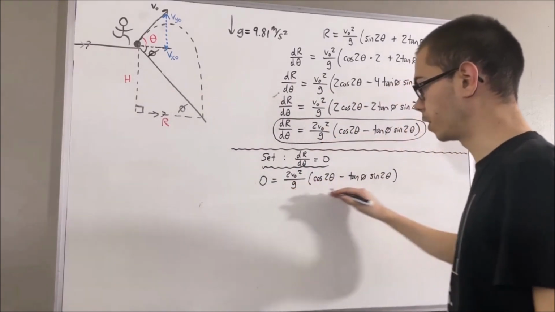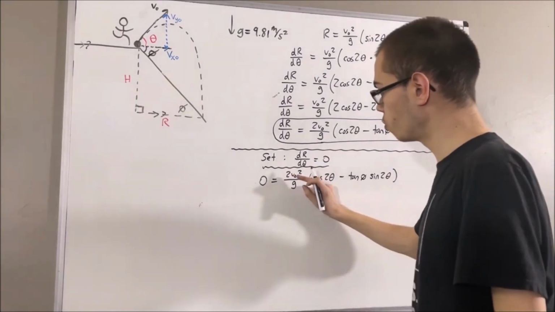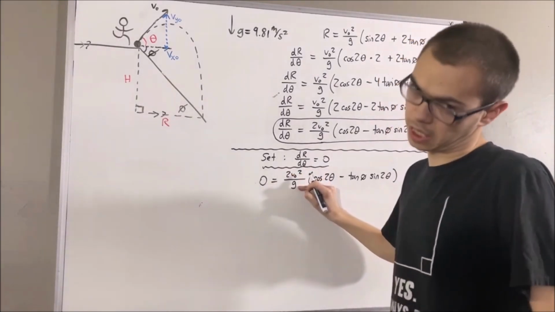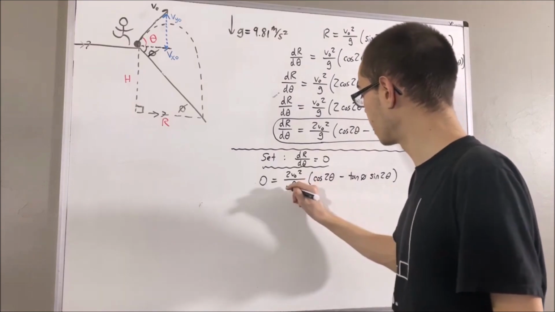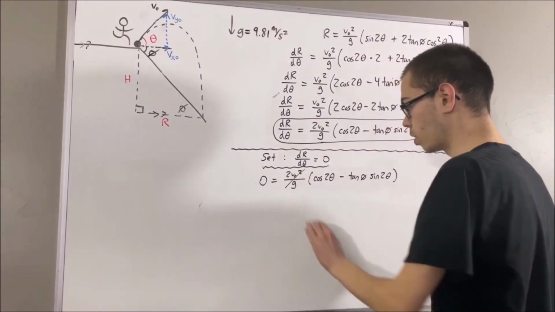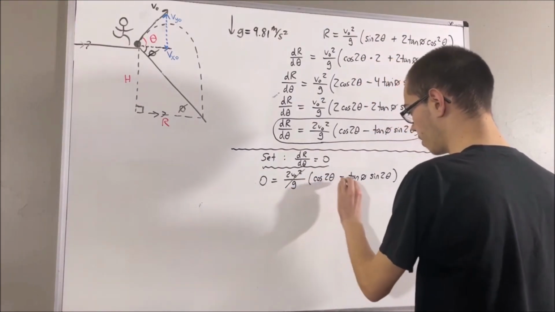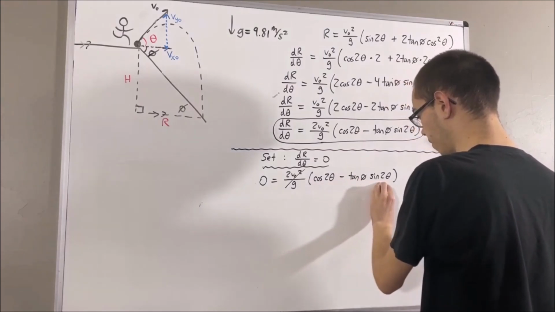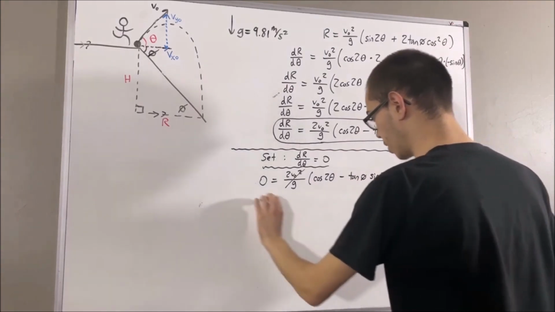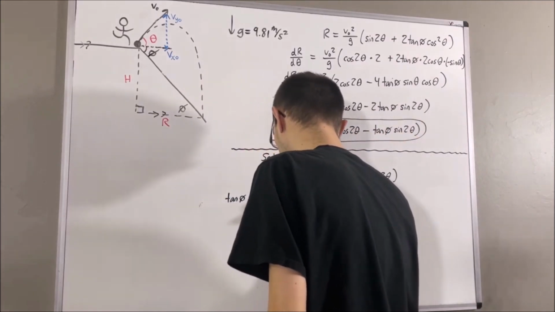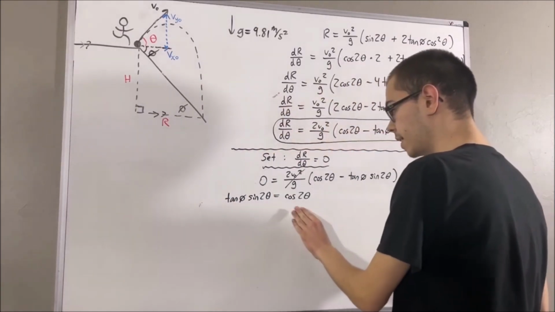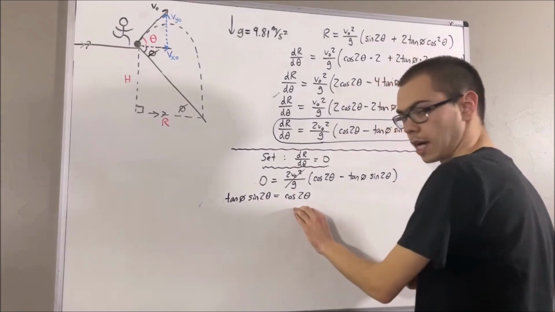When we set the derivative equal to 0, well, first of all, 2 v naught squared over g is positive. So if we divide it on both sides, it goes away. So we're left with 0 equals cosine of 2 theta minus tangent phi sine of 2 theta. So let's just add this guy to the other side. So we get this, and then let's divide sine of 2 theta to the other side.